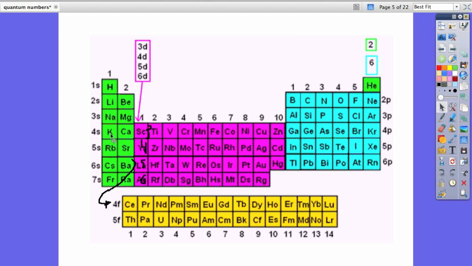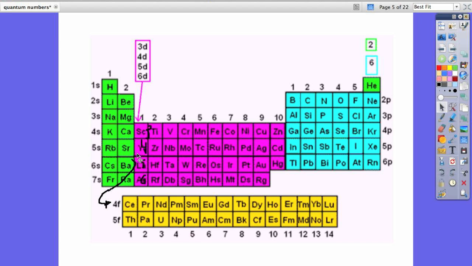Potassium and calcium are going to have 4 as the principal quantum number. All of these here are going to have 4 as the principal quantum number. And all of these here, up to krypton, are going to have 4 as a principal quantum number. These two are going to have 5 as a principal quantum number. So these ones on here are going to have 5 as a principal quantum number, and so on.